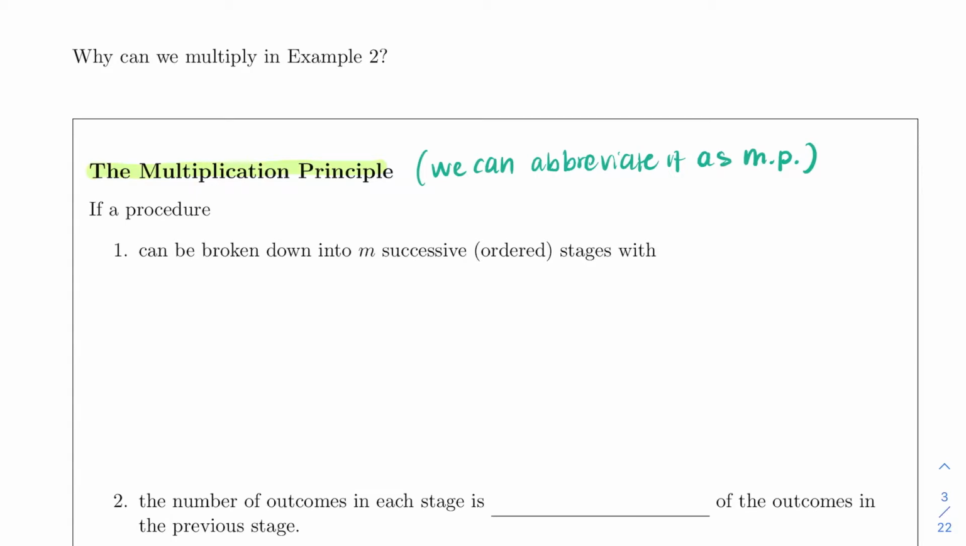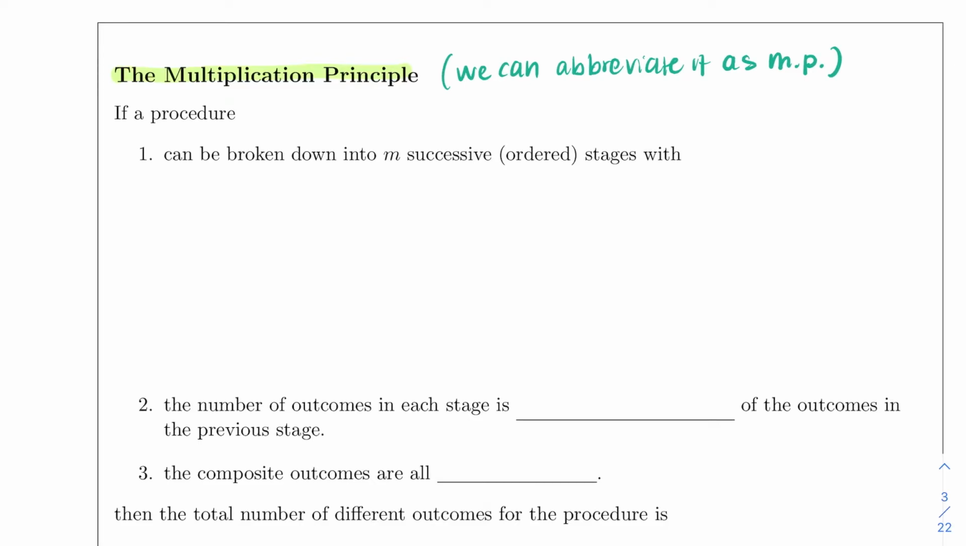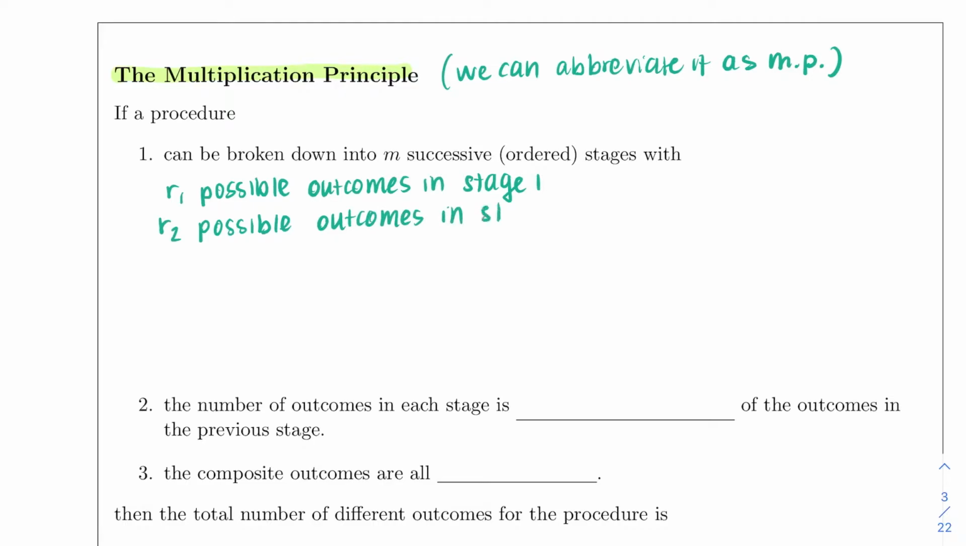Well, the first thing it tells us is, suppose we have a sequence of events like we did in the previous one. It can be broken down into M successive events where there's R1 possible outcomes in stage 1, R2 possible outcomes in stage 2, RM possible outcomes in stage M.